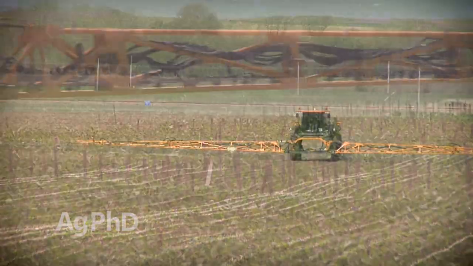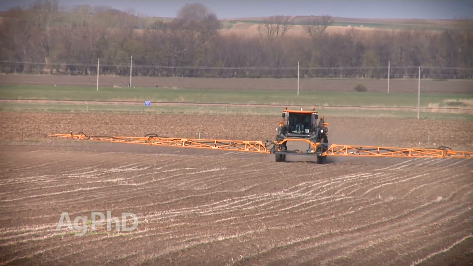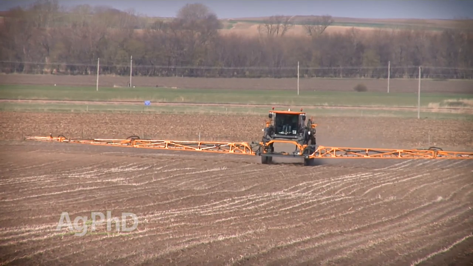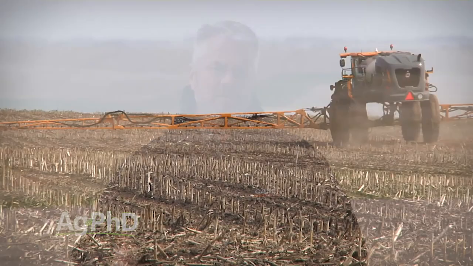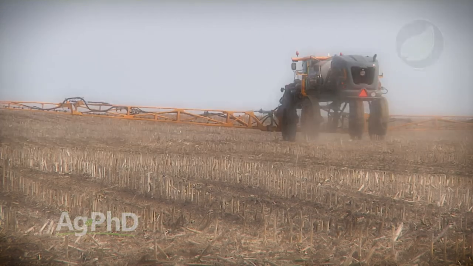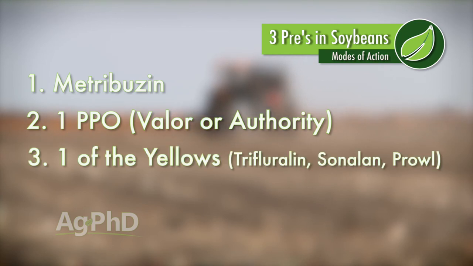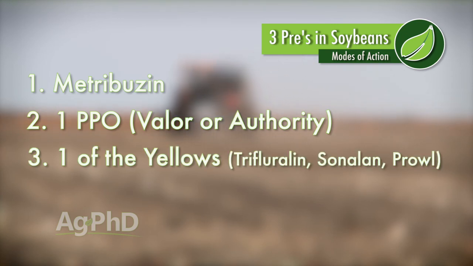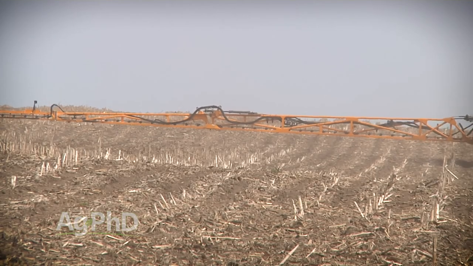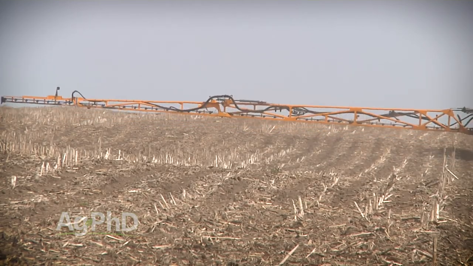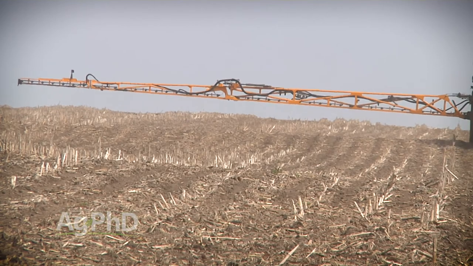Well, once again, there are a lot of pre-emerge herbicides that you can pick for your soybeans this year, but we would just really encourage you, hey, if you want the best weed control for as little money as possible, consider using these three modes of action pre-emerge. Again, metribuzin, a PPO, either Valor or Authority, and then one of the yellows, we're talking trifluralin, Sonalan, or Prowl. Put all three things together in the same tank. You should be in great shape this year for weed control, especially with Roundup resistant weeds.